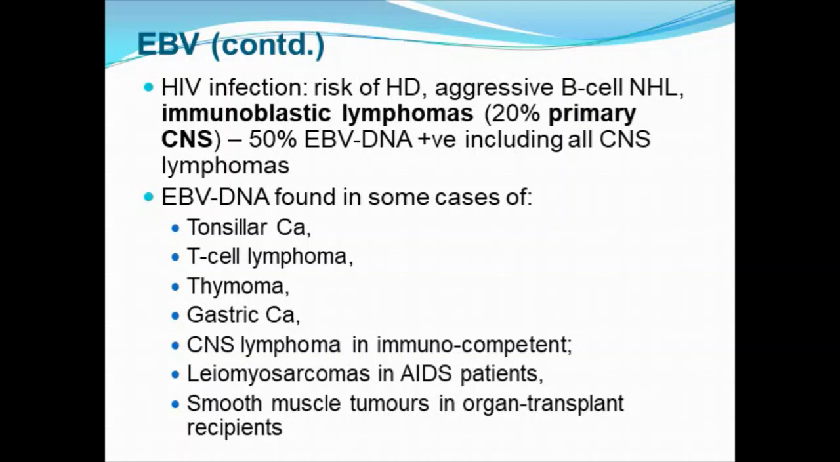EBV DNA is also found in some cases of tonsillar cancer, T-cell lymphoma, thymoma, gastric carcinoma, CNS lymphoma in immunocompetent patients, leiomyosarcomas in AIDS patients, and smooth muscle tumors in organ transplant recipients.